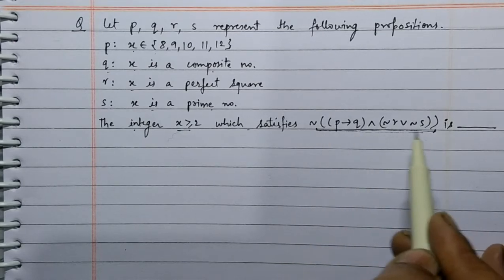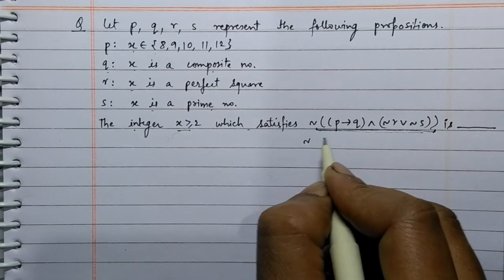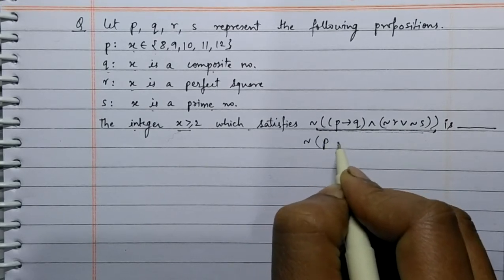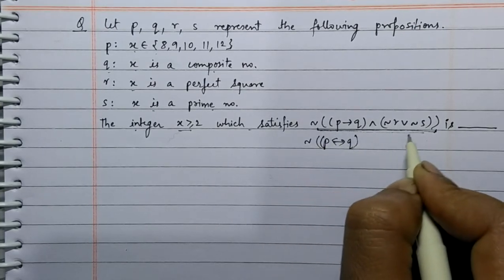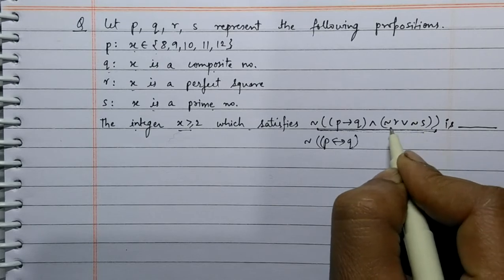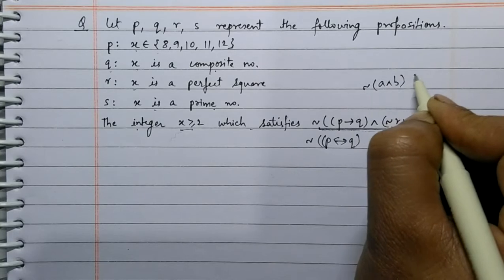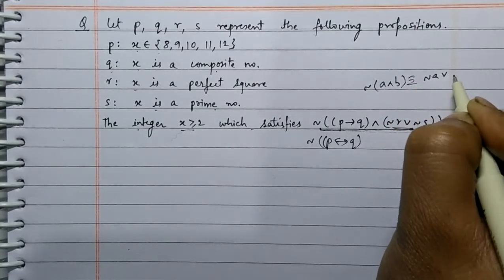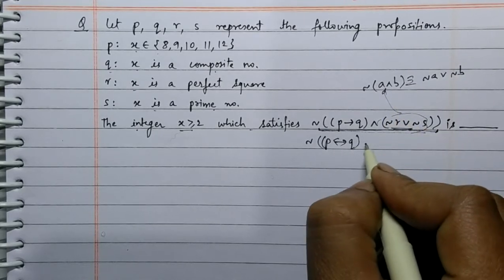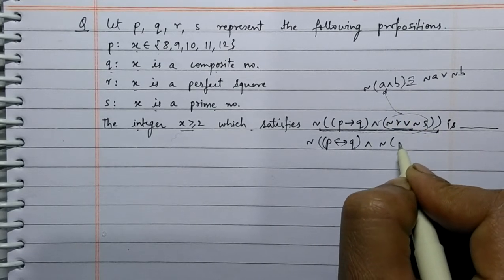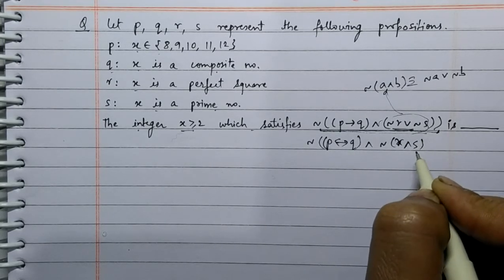This equation is very large. Let's try to simplify it. Not (P imply Q). We will apply De Morgan's law here. Not (A and B) is equivalent to not A or not B. So this term is given, we will write in this term not R and S.